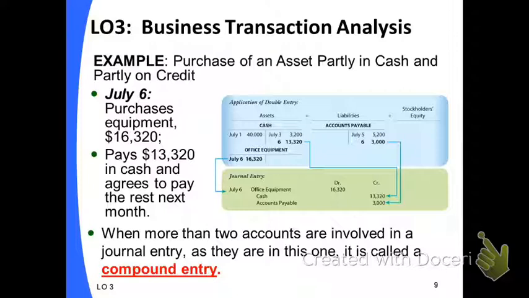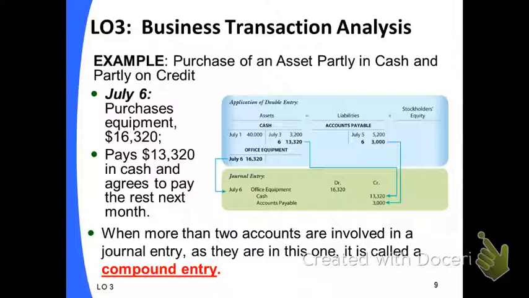So we have in this particular transaction more than two accounts that are affected, but our debits still need to equal our credits. So when more than two accounts are involved in a journal entry, as in this one, we call this a compound entry because there are multiple different accounts affected.